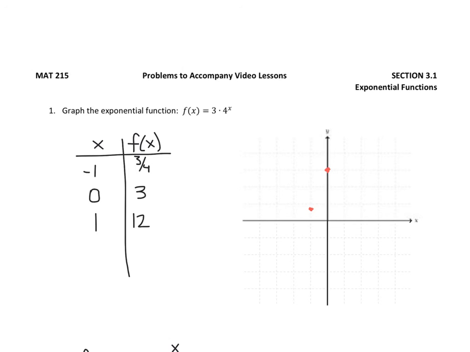We do expect our function to grow exponentially as x gets larger. So now let's connect these points here. And there's that shape that we were expecting for our graph. We can label our points here. So our y-intercept is the point 0, 3, and I'll label that additional point there, negative 1, 3/4. Alright, so there's our graph of our exponential function.